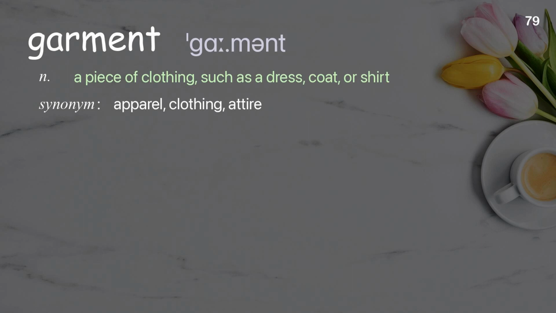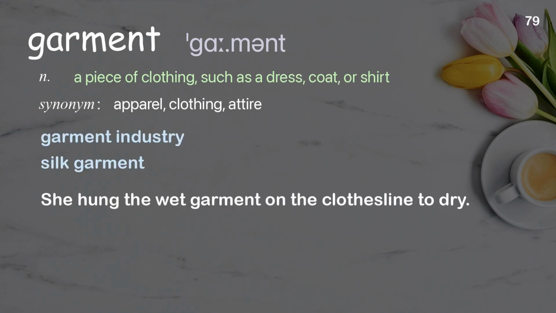Garment. A piece of clothing, such as a dress, coat, or shirt. Examples: Garment industry. Silk garment. She hung the wet garment on the clothesline to dry.